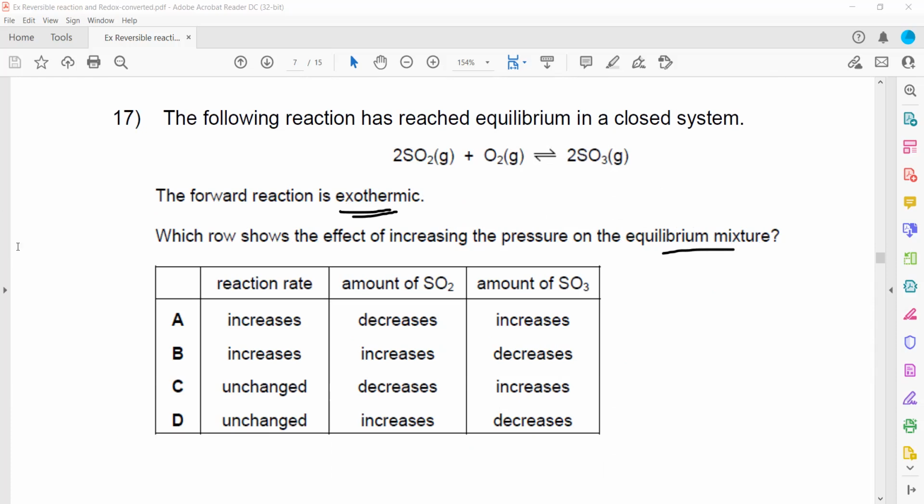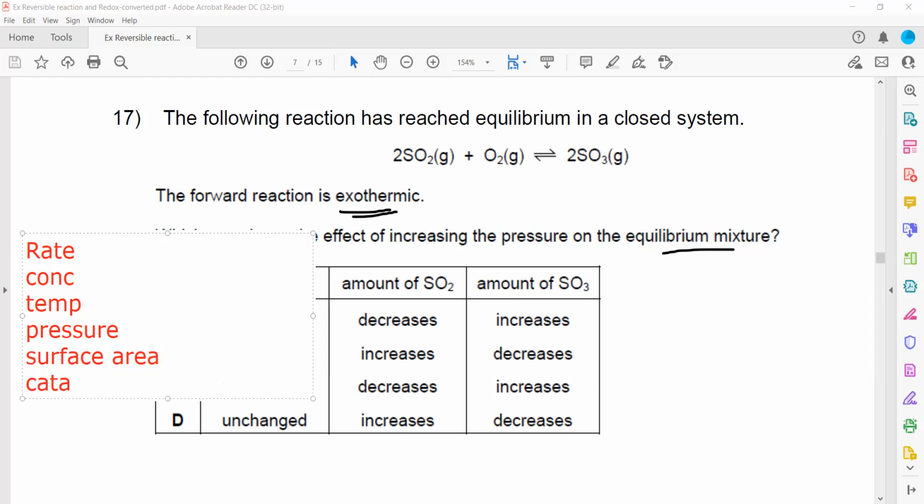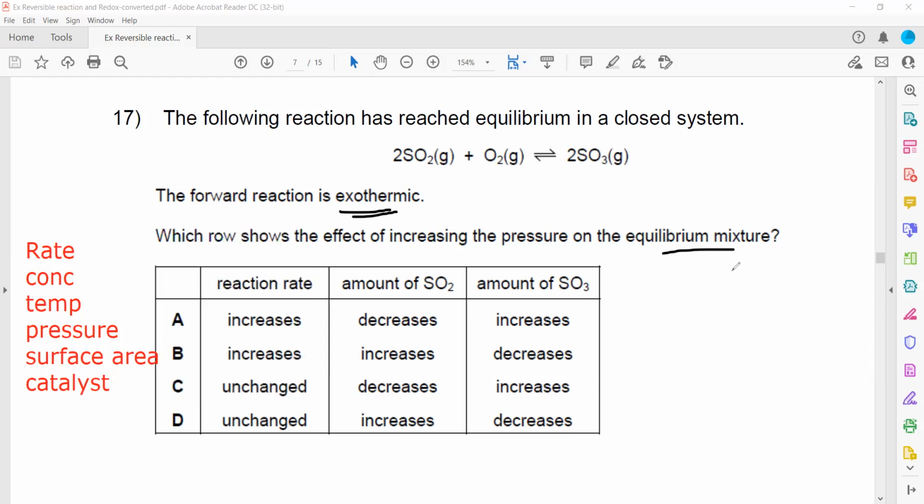When we talk about the rate or the speed, the factors which affect the rate are the temperature, the concentration of the reactant, the pressure, surface area, and catalyst. These are the factors which alter the rate of the reaction. And shifting of equilibrium only depends on temperature, pressure, and concentration. So these are the three factors which can shift the equilibrium.